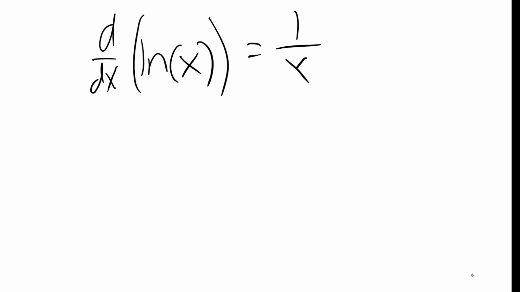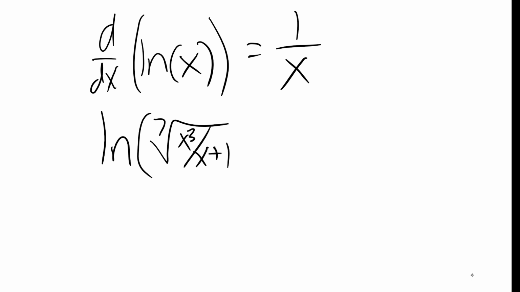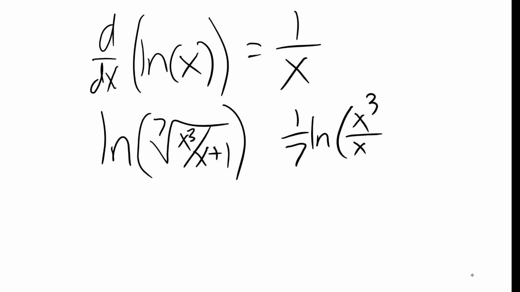First thing, we took the derivative of natural logs, and that was a pretty tough derivative. It was just 1 over x, which allowed us to graduate onto harder problems like natural log of the 7th root of x cubed over x plus 1. And we used our log rules to pull this thing apart. We could take out the 7th root as a 1/7 natural log of x cubed over x plus 1.